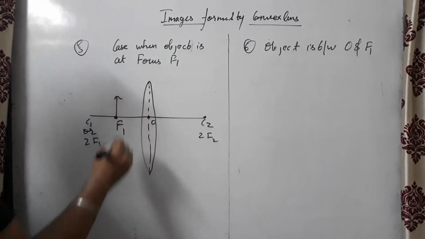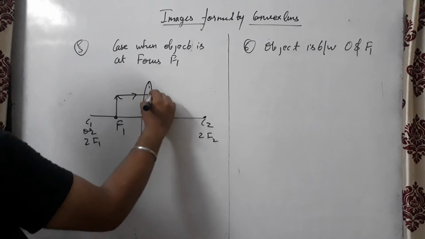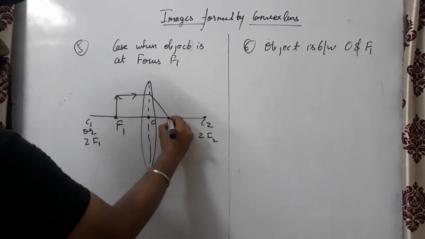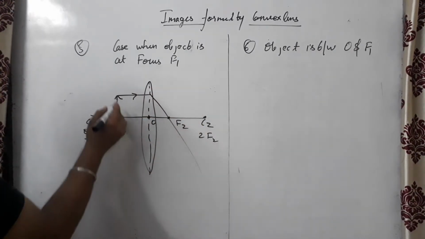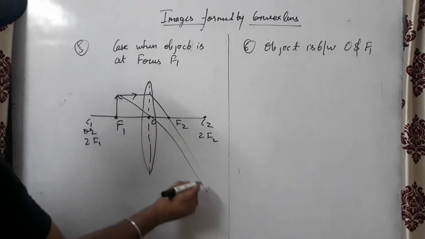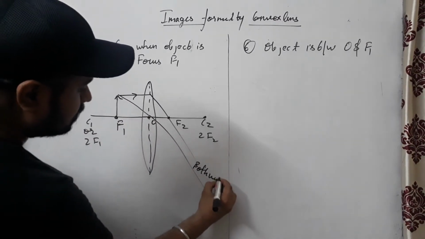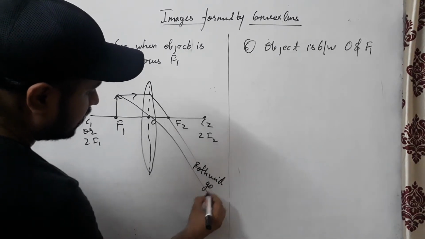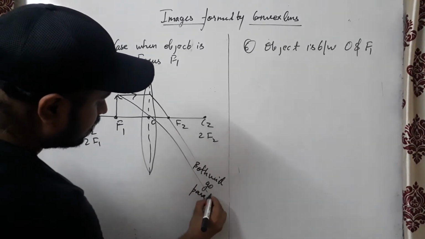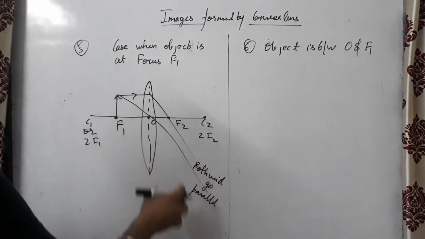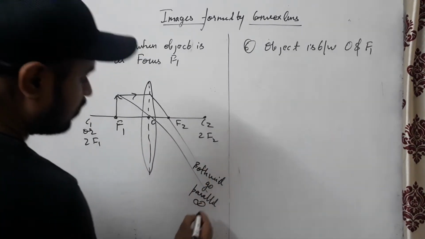If the object is lying over here, the ray goes parallel to the principal axis and passes through the focus on the other side, and the second ray of light will go parallel. Both will go parallel. Since they will not actually meet, they will meet at a far off place called infinity.